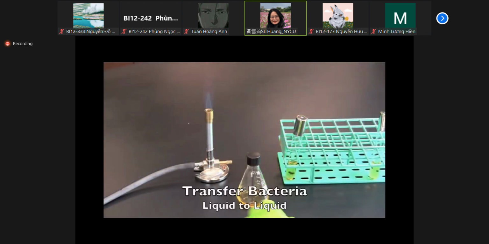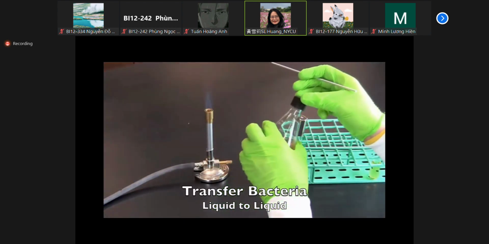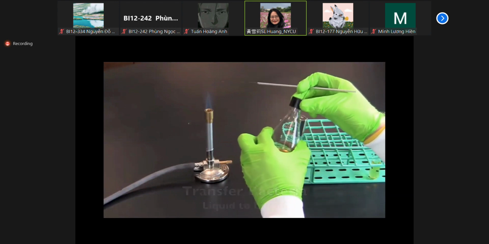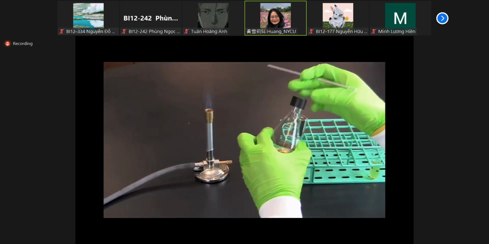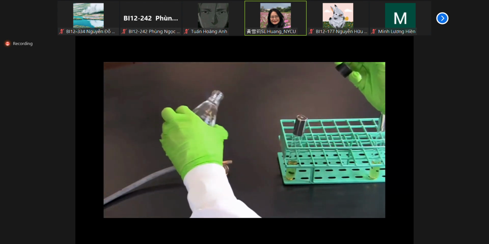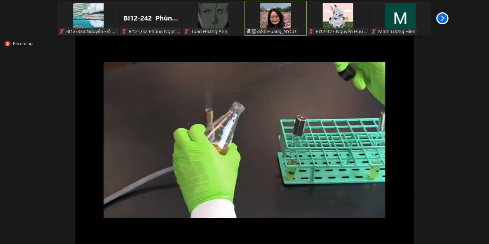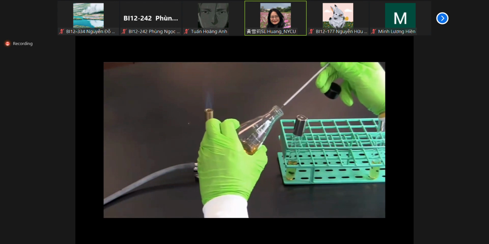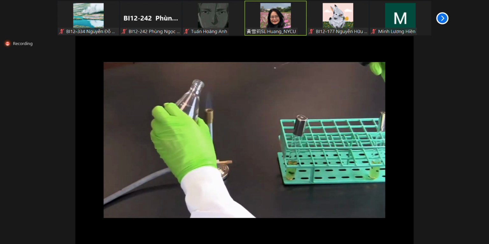In this section, you will learn how to transfer bacteria from a liquid culture to a liquid. After sterilizing an inoculation loop, take the lid off the container of liquid culture and pass the mouth through the flame. Then dip the loop into the liquid culture and flame the mouth again before replacing the lid.